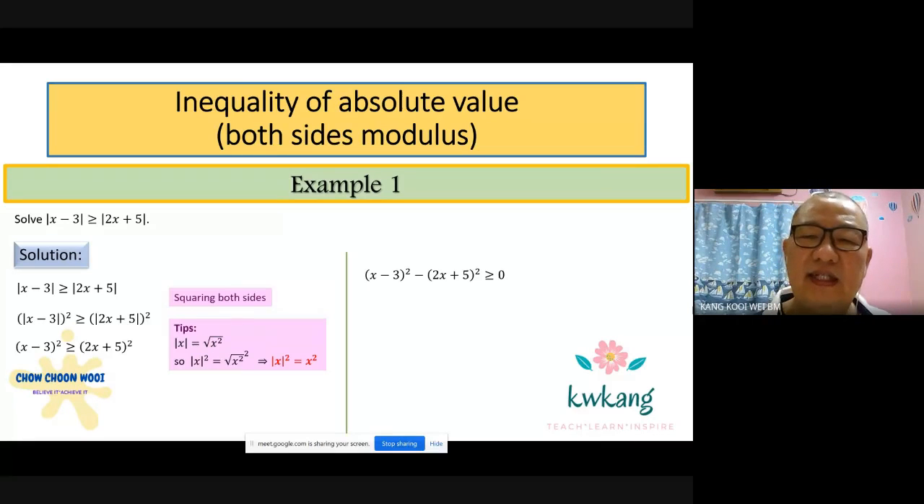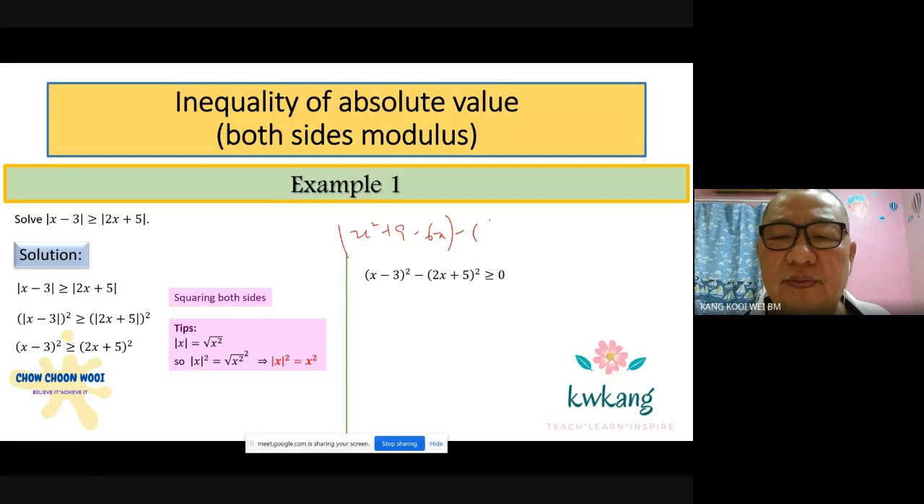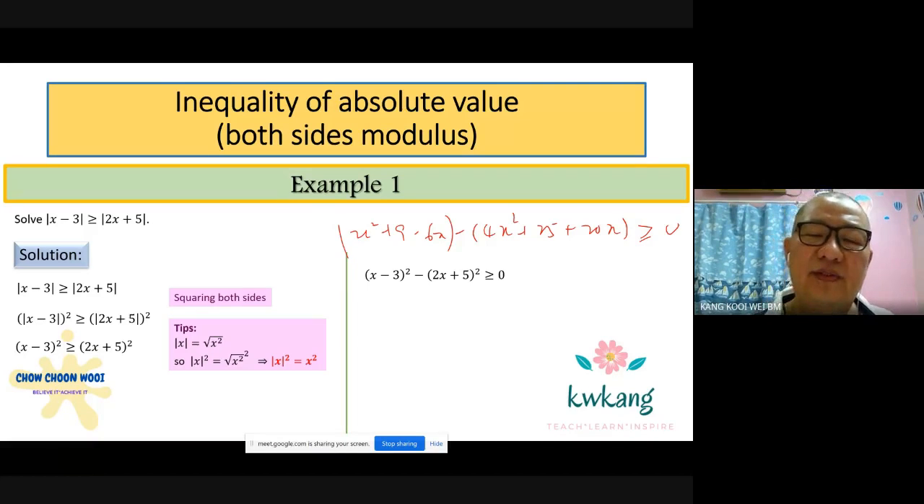Here there are two ways. One way, you can expand it. Where x minus 3 to the power of 2, you can expand as x squared plus 9 minus 6x, minus the other one. So 2x plus 5 to the power of 2 means 4x squared plus 25 plus 20x. You can expand it if you are good in expanding.